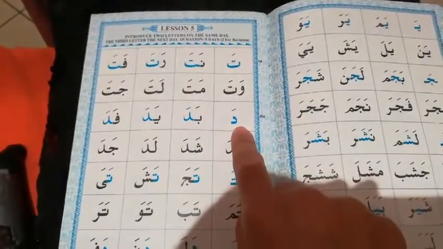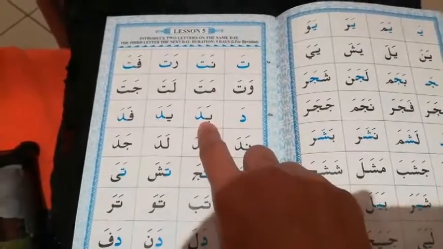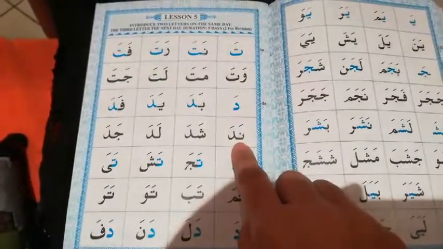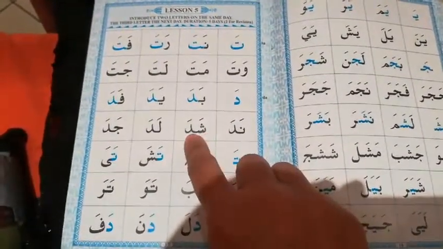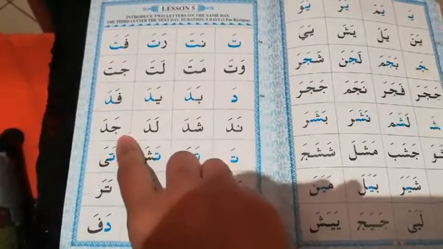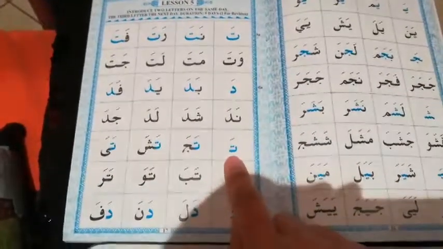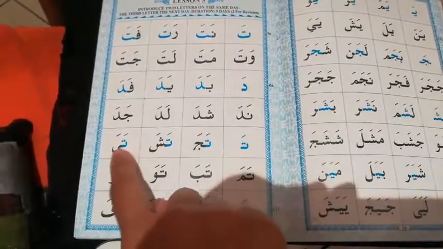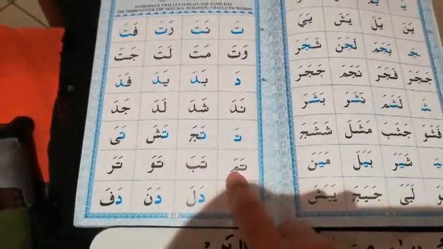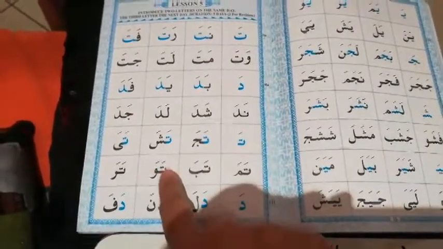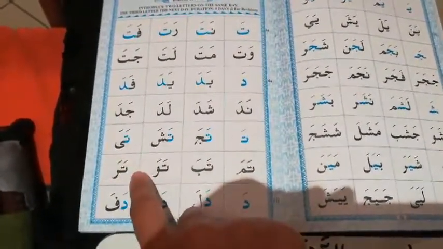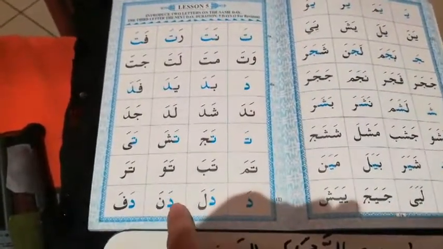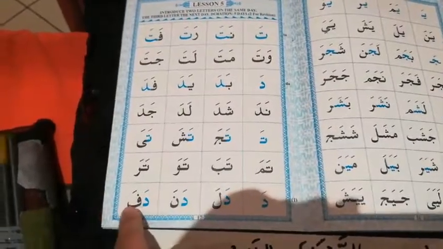Da. Remember the bowl of dal? Da. Ba-da. Ya-da. Fa-da. Na-da. Sha-da, la-da, ja-da, ta, ta-ja, ta-sha, ta-ya, ta-ma, ta-ba, ta-wa, ta-ra, da, da-la, da-na, da-fa.